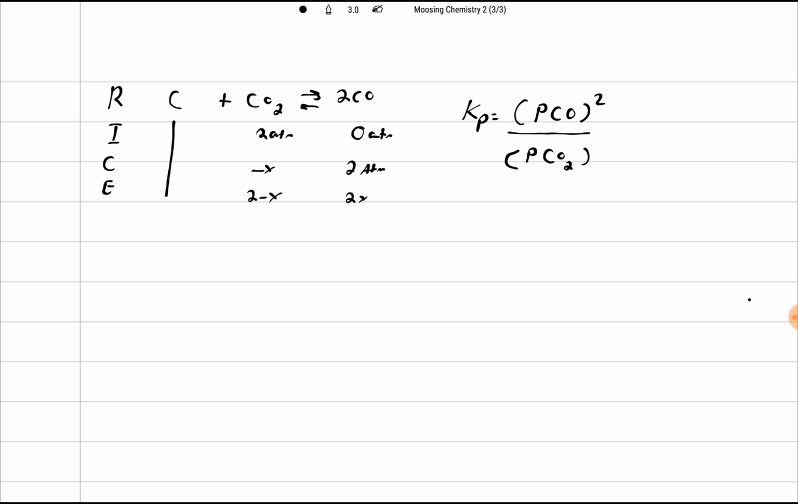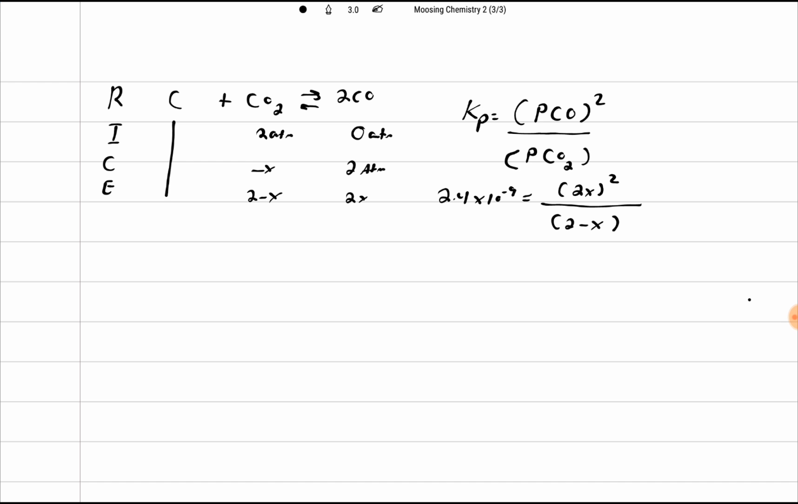All right, so here we go. We know our Kp value from the problem said it was 2.4 times 10 to the negative 9. So we can get 2.4 times 10 to the negative 9 equals 2x from our table squared over 2 minus x on the bottom.